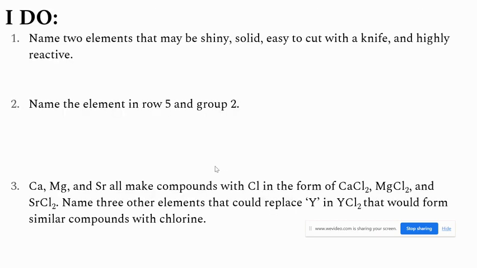Okay. So name two elements that may be shiny and solid and easy to cut with a knife and are highly reactive. There are three. Name two of them. What do we talk about? We're going to put them in water next week. Sodium. Sodium, okay. Lithium. Lithium and potassium. There you go. So they wanted two out of the three. We named all three.